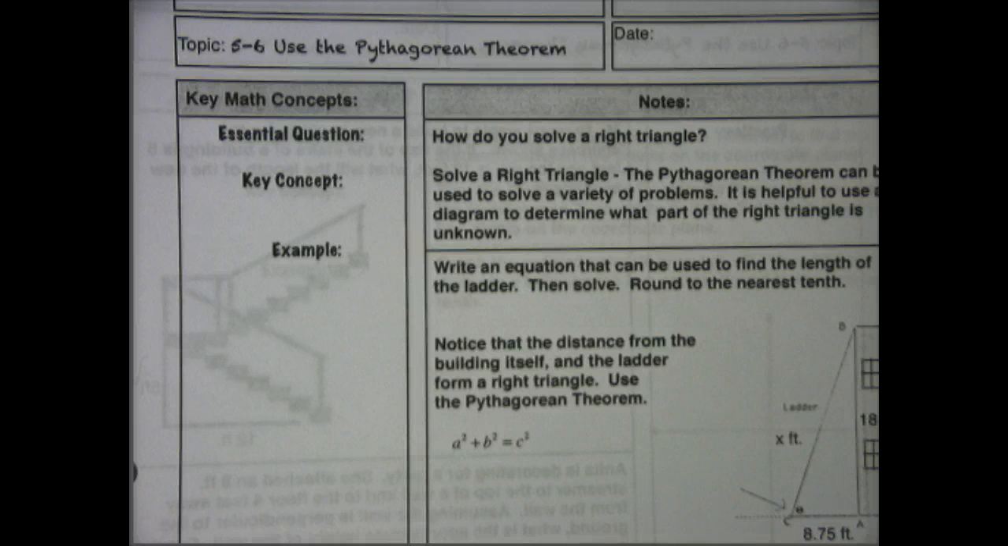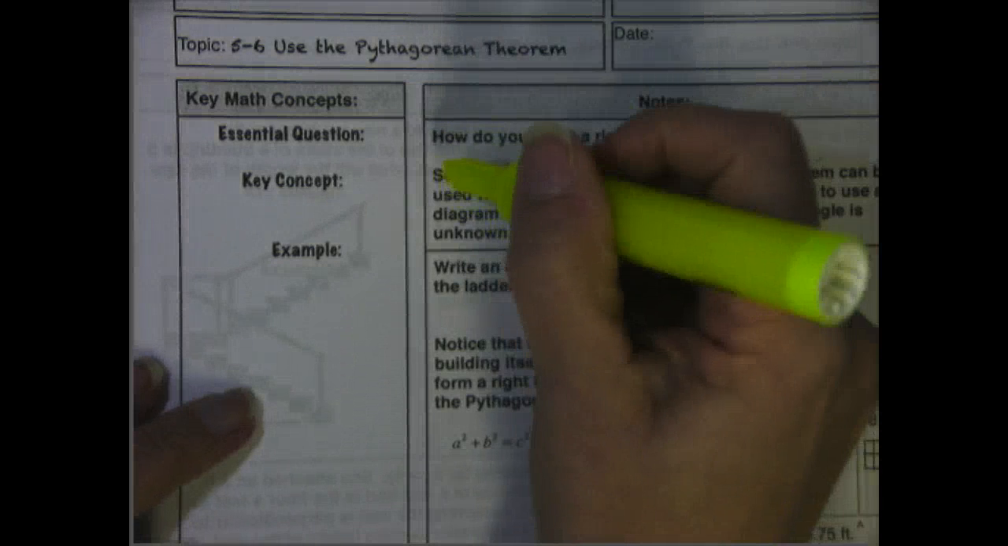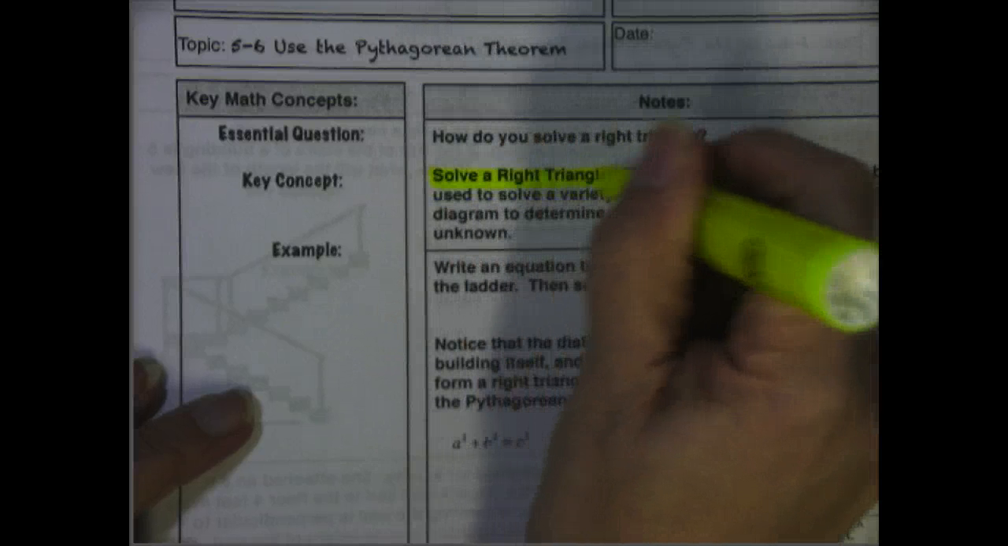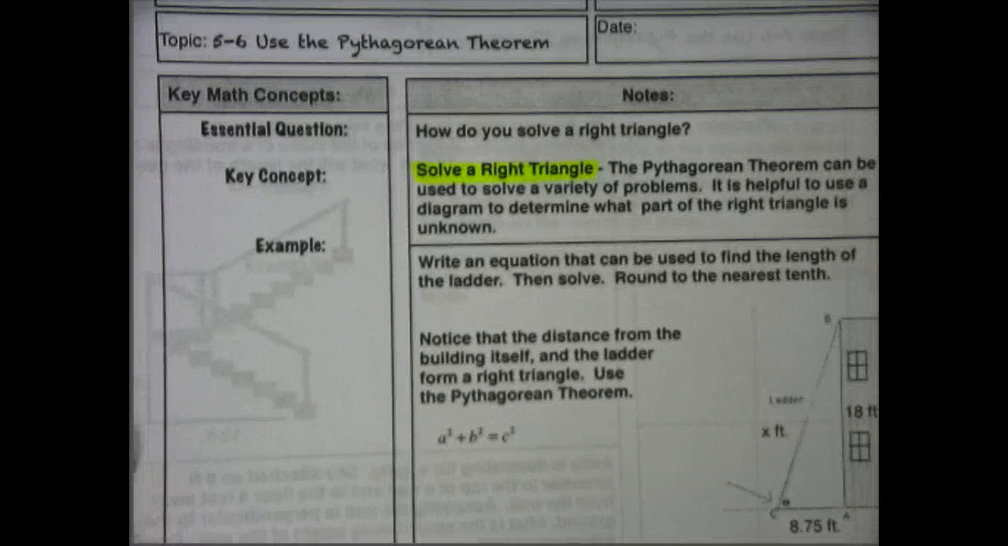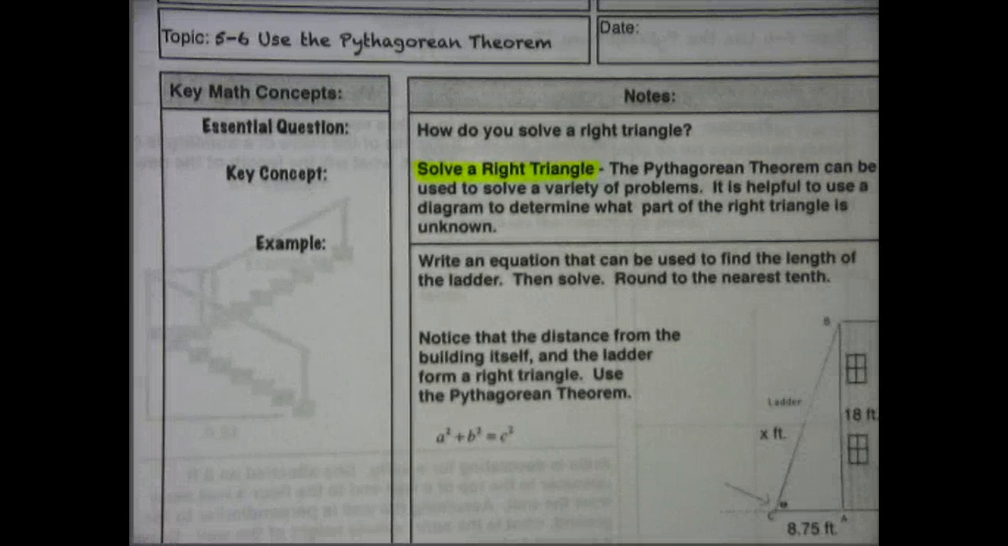Our essential question for this section is, how do you solve a right triangle? Key concept: solving a right triangle. To solve a right triangle, the Pythagorean theorem can be used to solve a variety of problems. It is helpful to use a diagram to determine what part of the right triangle is unknown.